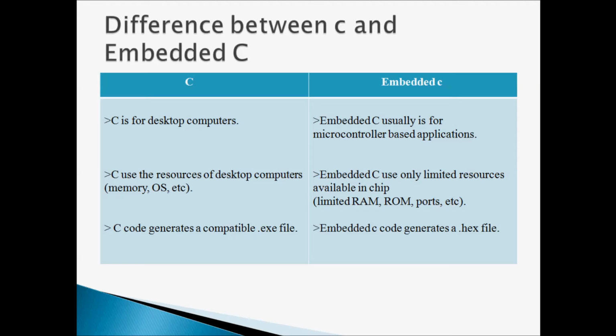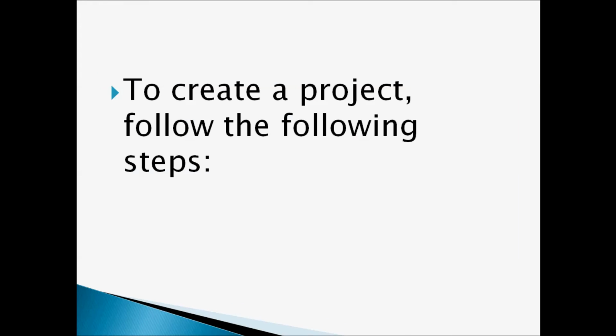C uses the resources of desktop computers like memory and operating system. Embedded C has only limited resources available in the chip, like RAM, ROM, ports, etc. Whereas we can apply a lot of resources to desktop computers, like speakers and more. C code generates a compatible .exe file, whereas embedded C code generates a .hex file.